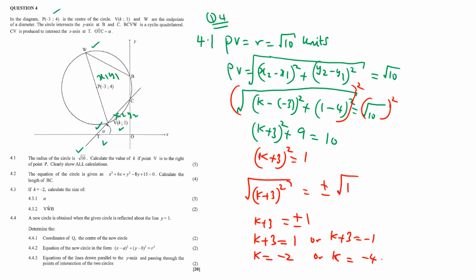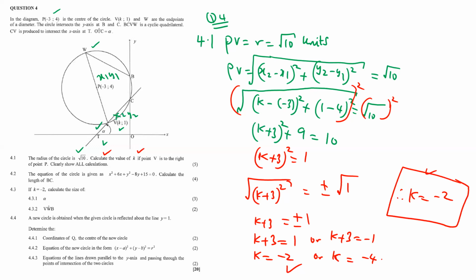Obviously, because we agree that k is to the right, you'd have to choose, and it can only be this one. So the conclusion, therefore, is that k is minus 2 only. We have to find the value of k. We have to calculate the value of k. So k is minus 2 only. We have to clearly show all calculations, and we have shown the calculation: k is minus 2 only.